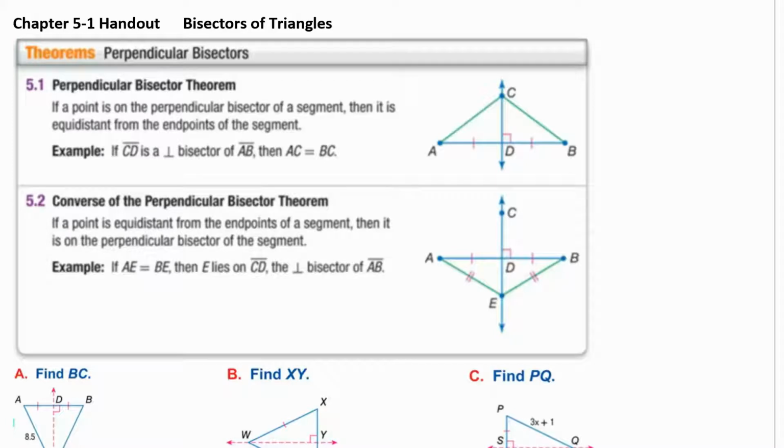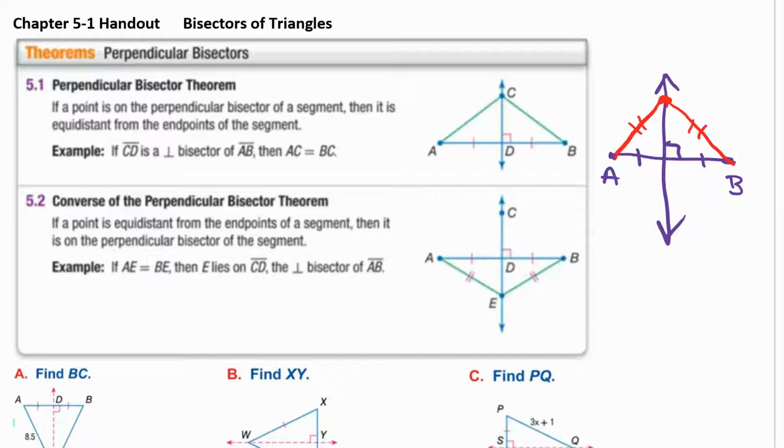Chapter 5.1. Chapter 5.1 deals with the bisector of triangles. In the first theorem, we're given that if we have a segment AB and we find the line that is the perpendicular bisector, in other words, it cuts AB in half, it doesn't matter what point we pick on that perpendicular bisector. If we draw segments from a point we pick on that perpendicular bisector to segment AB, the endpoints, those will be congruent. And it doesn't matter where we pick a point on that.